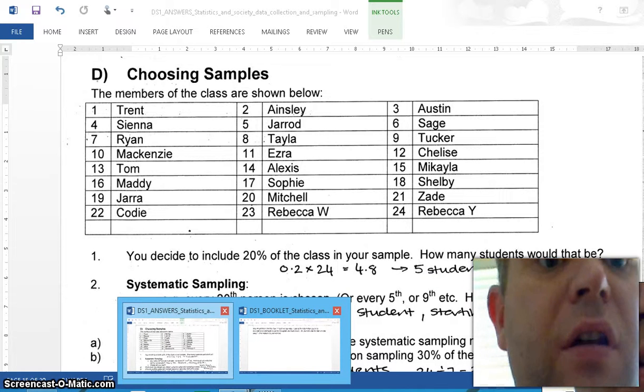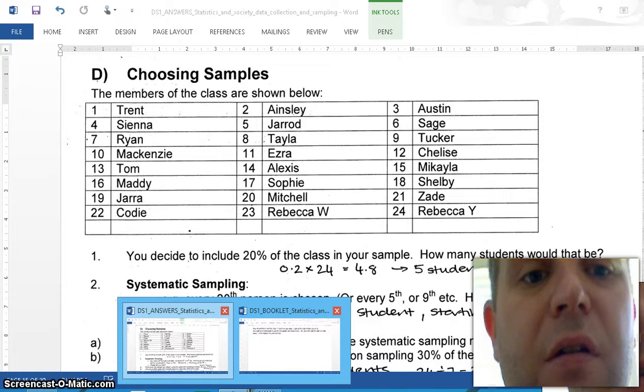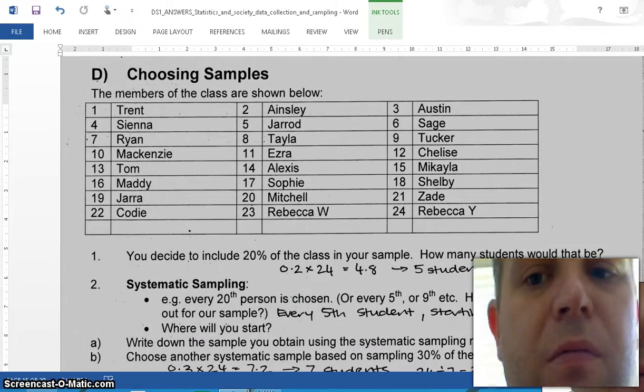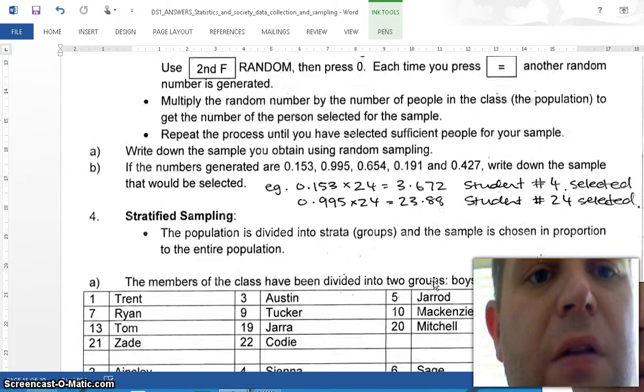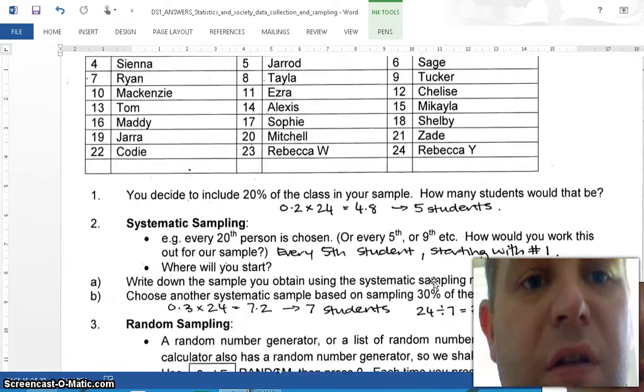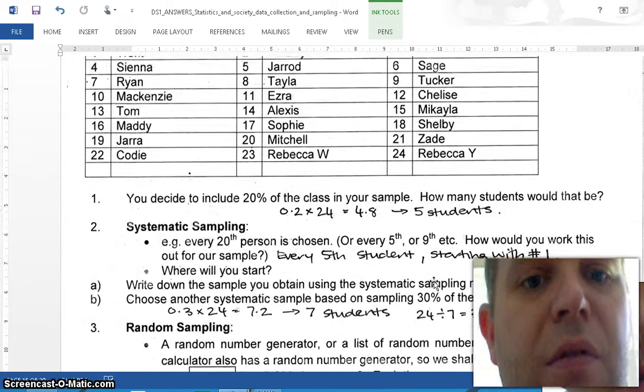Righto, so today we're looking at choosing samples. I've got a class listed up above, and we're looking at how to generate samples.